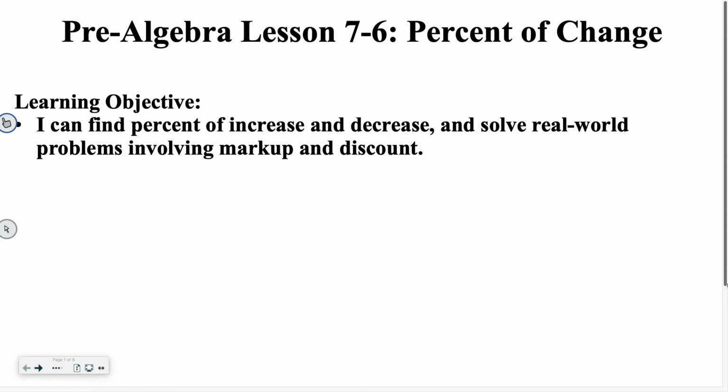Hello class, welcome to Pre-Algebra Lesson 7-6, which is all about percent of change. By the end of this lesson, you should be able to find the percent of increase and decrease and solve real-world problems involving markup and discount.